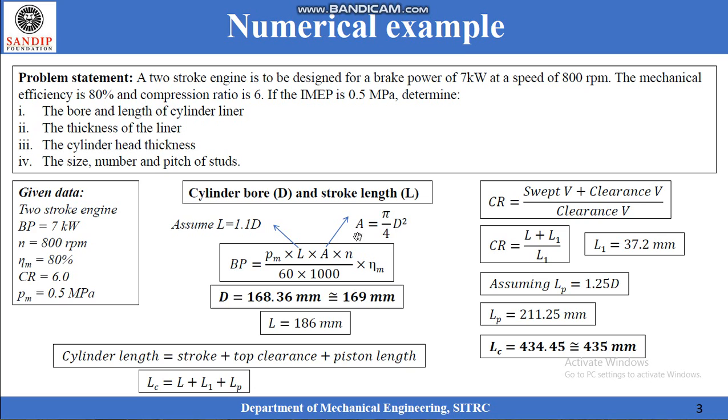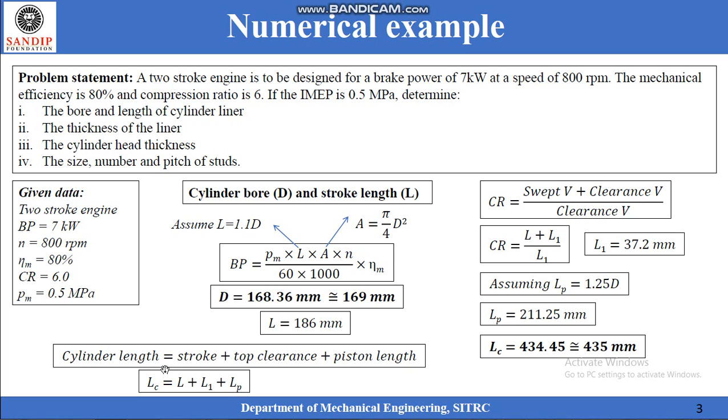So we have to assume a relationship between these two, which we have assumed as L equal to 1.1 d, and thus there is only one unknown in this equation, and it can be calculated as d equal to 168.36, which is approximated to 169 mm. Thus length can also be calculated as 186 mm based on this relation.